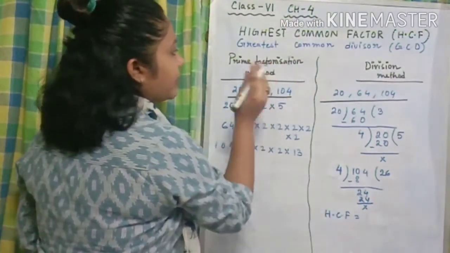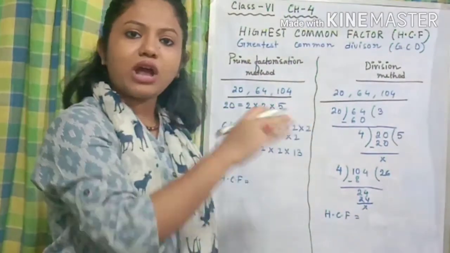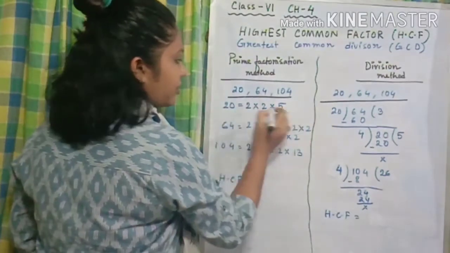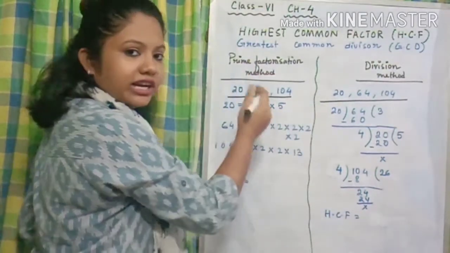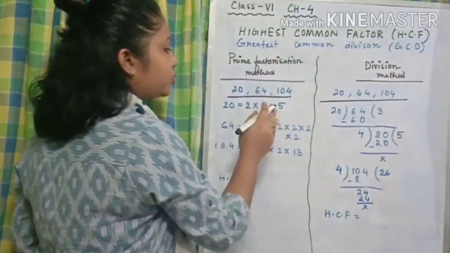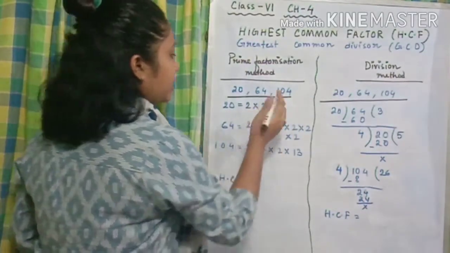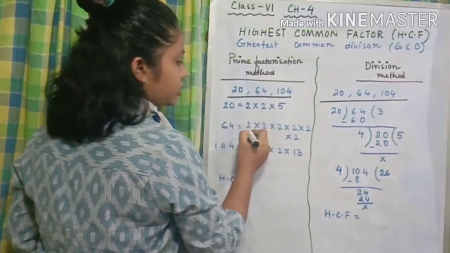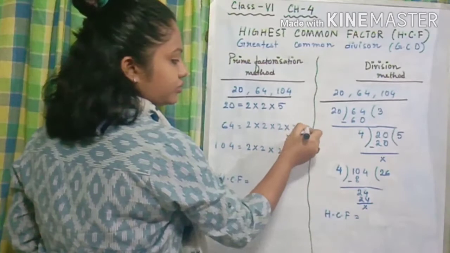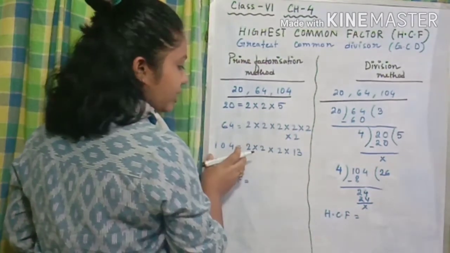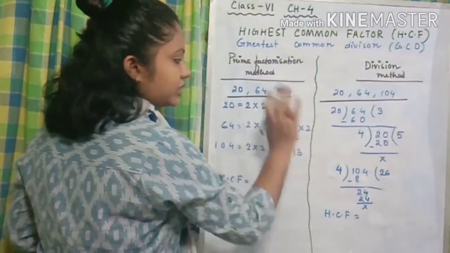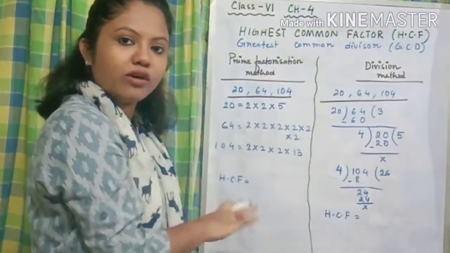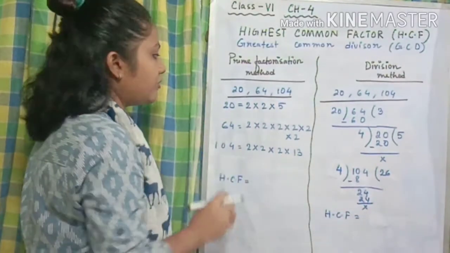So for the prime factorization method, we have already known how we split it. For the first number we have split it up. So 20 has been split up into 2 into 2 into 5. So 2 2s are 4, 4 5s are 20. For 64, 2 into 2 into 2 into 2 into 2 into 2. For 104, 2 into 2 into 2 into 13. Here 1 is always common for all of the numbers, so I have not mentioned it separately.